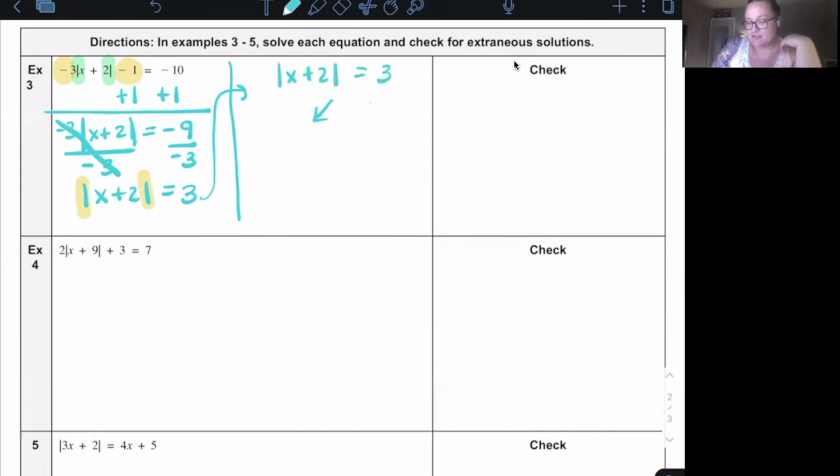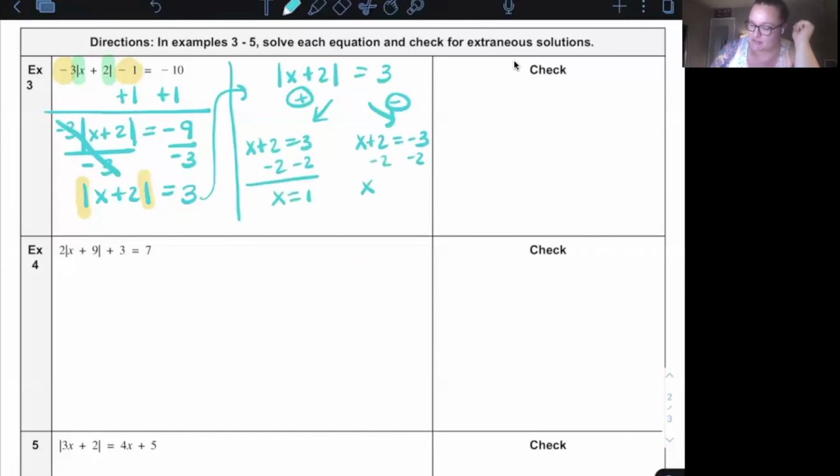I'm going to split it into the positive and the negative. x plus 2 is equal to 3, and x plus 2 is equal to negative 3. So I'm going to subtract 2 from both sides. I'm going to subtract 2 from both sides. And then why don't you go ahead and check both of those solutions for me and see if either one of them is extraneous or if they both work.